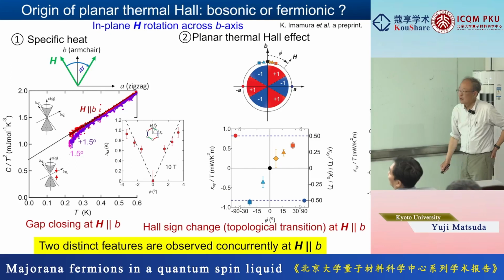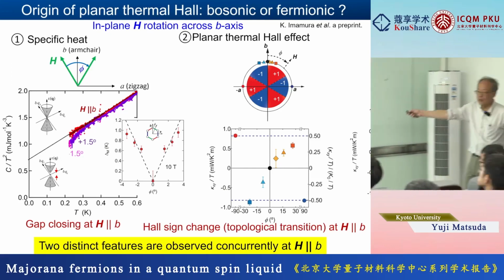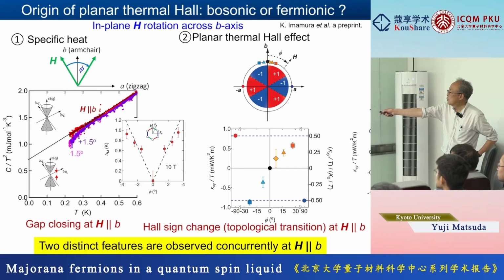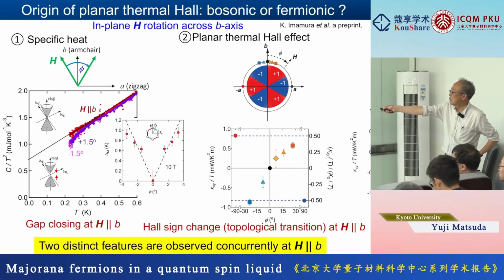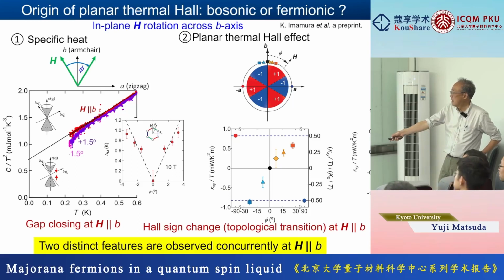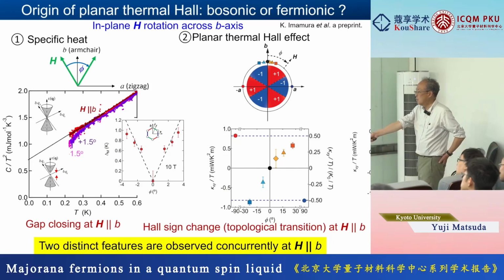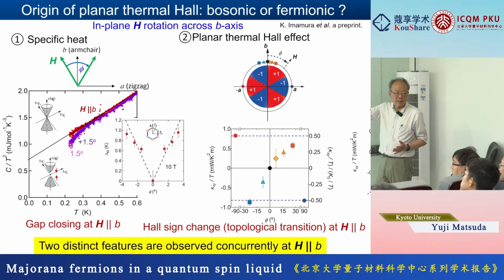The second is the planar thermal Hall effect. As I mentioned, the planar thermal Hall effect changes sign when the in-plane magnetic field crosses the b-axis. So the Hall sign change occurs at parallel to the b-axis. In other words, a topological phase transition occurs at the magnetic field parallel to the b-axis. So two distinctive phenomena are observed concurrently there. I would like to emphasize these are totally different experiments: specific heat measures the bulk, and the planar thermal Hall effect measures the surface.